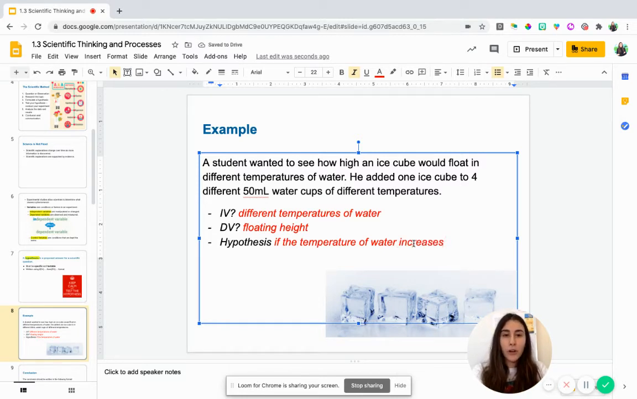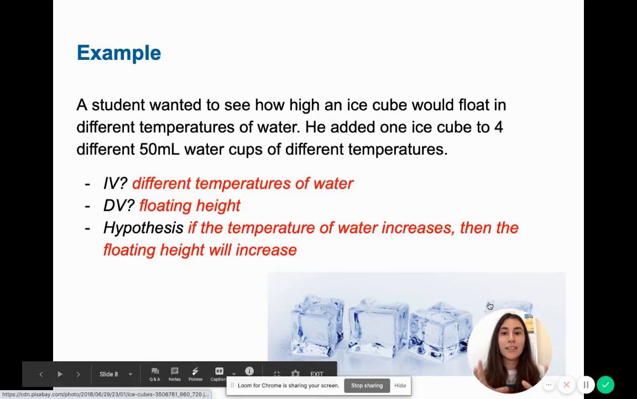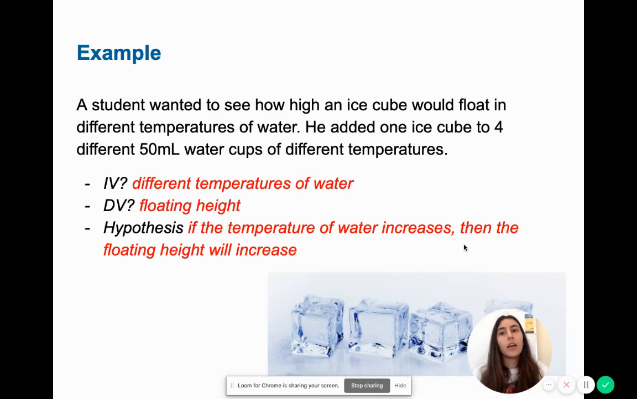If the temperature of water increases, then what's going to happen to the dependent variable? Then the floating height will also increase. So anyways, as you can see here, we are following the correct format, and it is very specific in terms of what exactly you predict will happen.